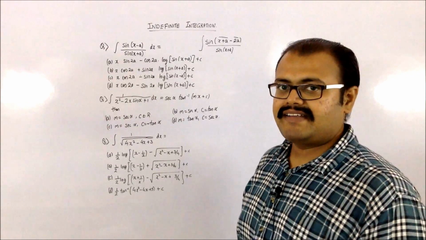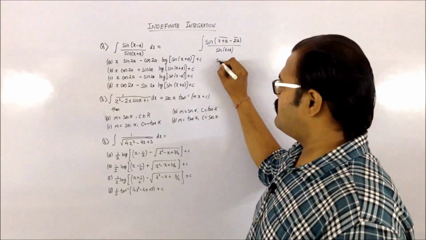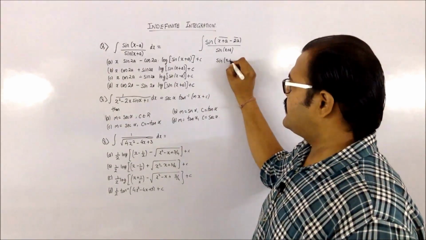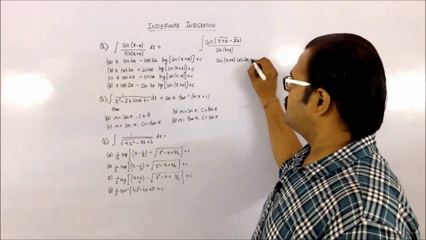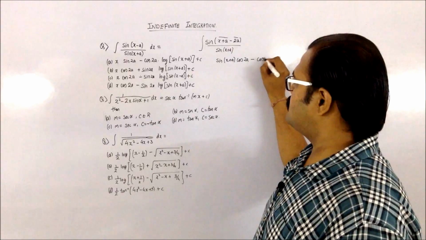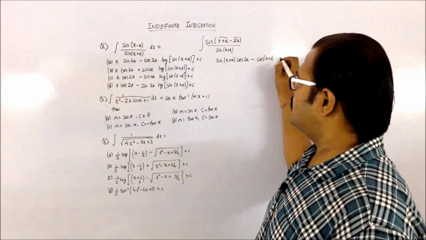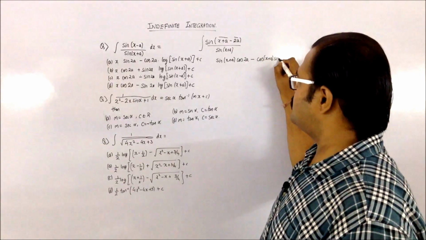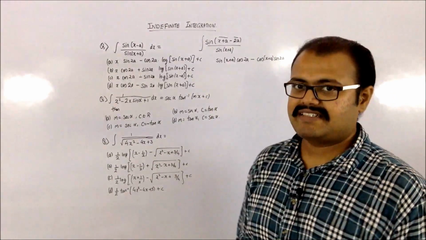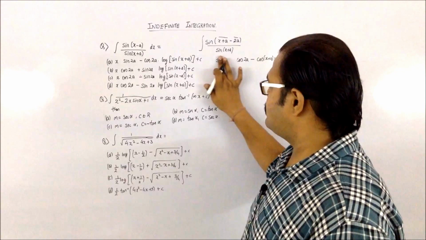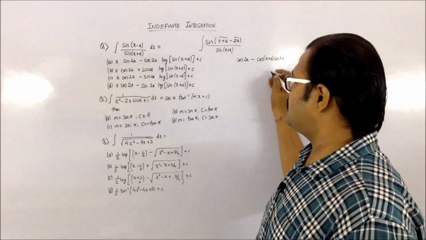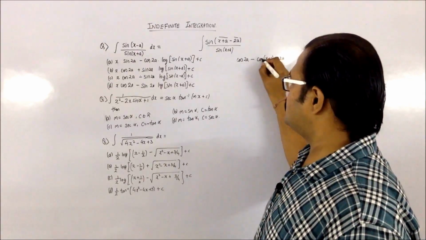So sine of A minus B leads to the formula, that is sine of x plus A into cos 2A minus cos of x plus A into sine 2A. This thing is divided by sine of x plus A. So when it is divided and split up, you will be getting only cos 2A, and this becomes a cot.